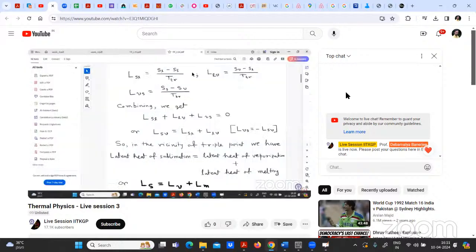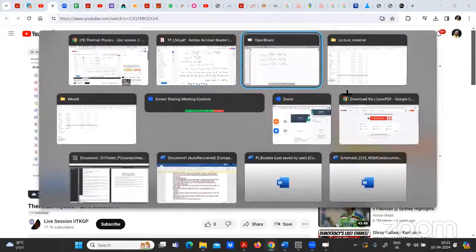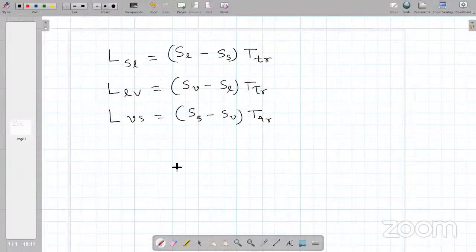Okay. So if there is nothing specific, what I would like to discuss is the Gibbs phase rule. Just give a little more overview, a little more insight about the Gibbs phase rule.